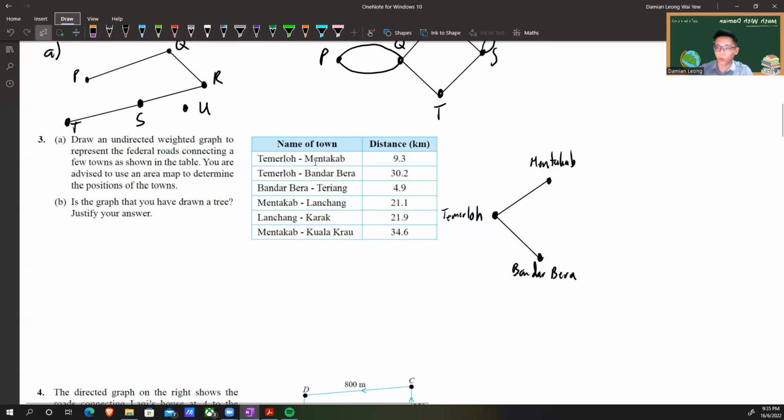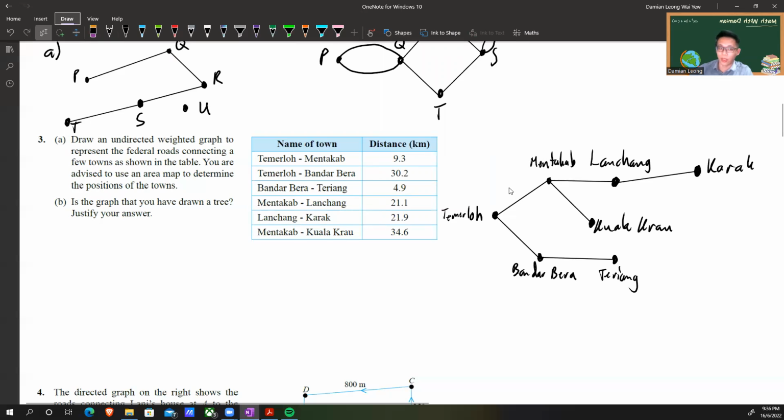Okay, from Bandar Bera goes to Teriang. So I just branch out. Teriang. From Mentakap it goes to Lanchang. From Mentakap it also goes to Kuala Krau, and from Lanchang it goes to Karak. Here branch out Karak. Here branch out is Kuala Krau.